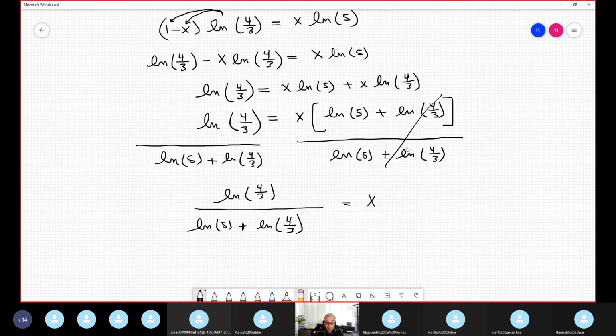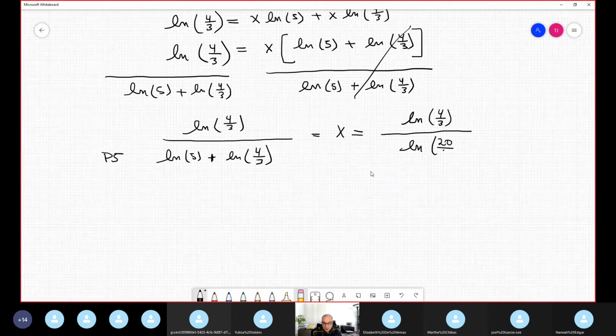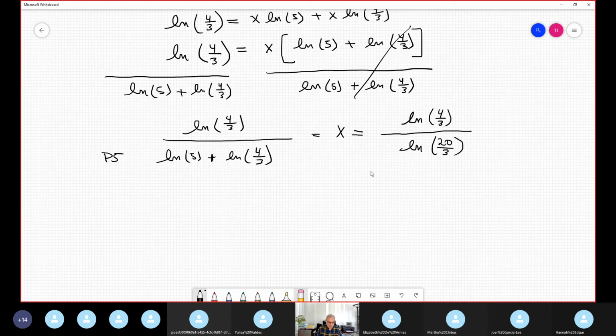Well, at this moment, you can put it in the calculator like that. However, I don't like that. I prefer using the property of logarithms: if you have 2, 3, 4, 5 logarithms, you condense them. So the top stays the same because we have only one. But in the bottom, you apply property number 5 because it's plus, it's multiplication, so you have ln 20/3. Where do I get 20 from? 5 times 4/3. And this is easier to put in the calculator.